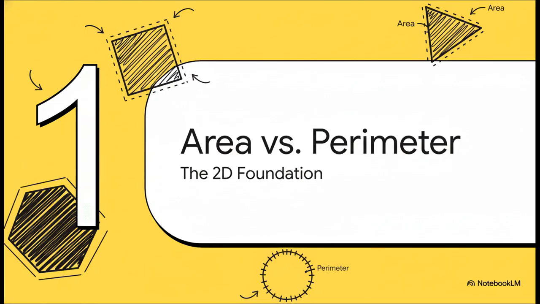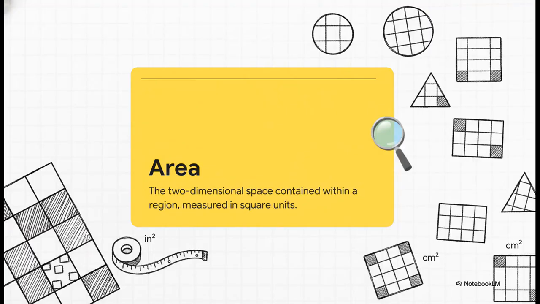So we're going to start in the flat, two-dimensional world. And the two big ideas here are area and perimeter. It is so important to get the difference between these two. So, what exactly is area? Well, put simply, it's just the amount of flat space a shape takes up. The best way to think about it is tiling a floor. If you're going to cover your kitchen floor with tiles, the total number of tiles you need, yep, that's the area. And we always measure it in square units, like square feet or square meters.